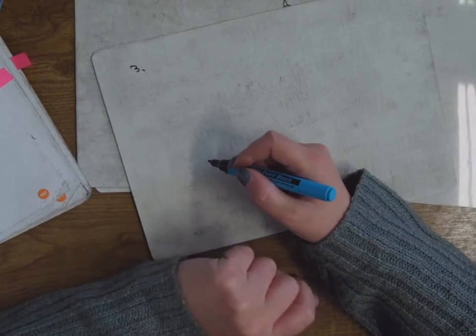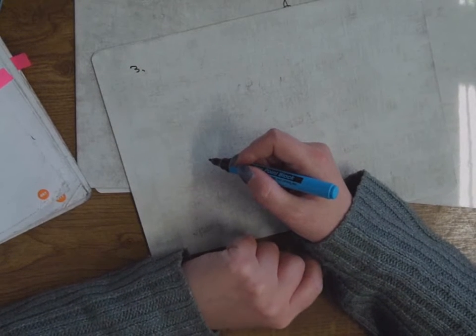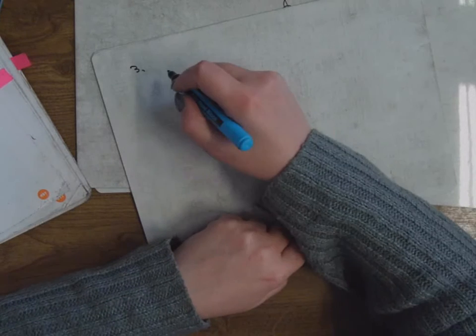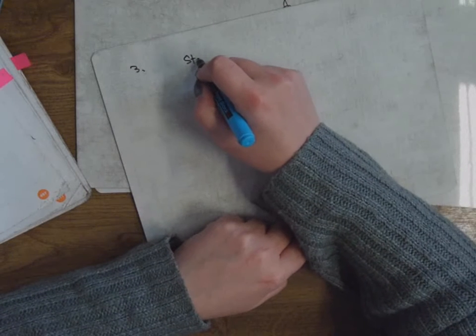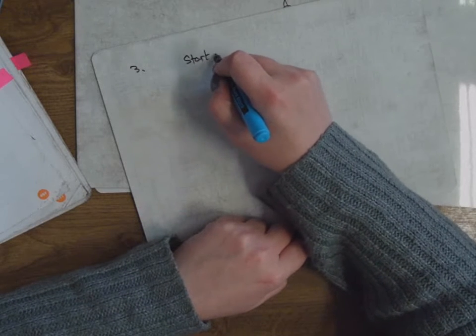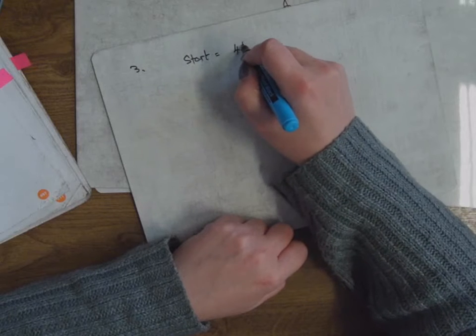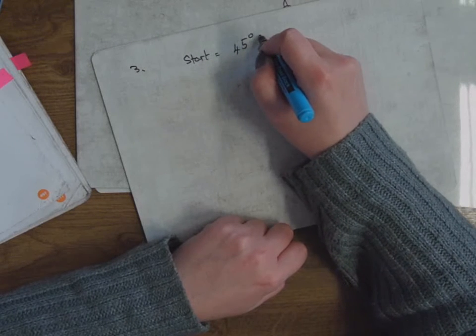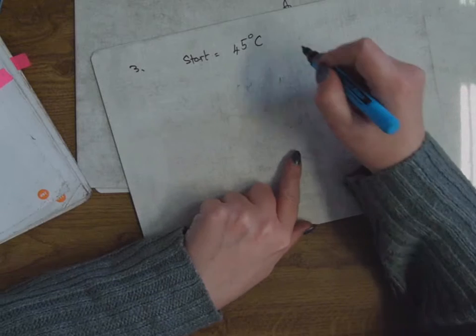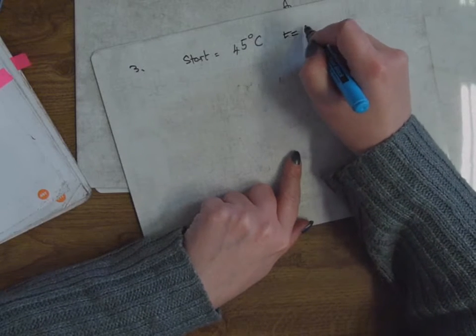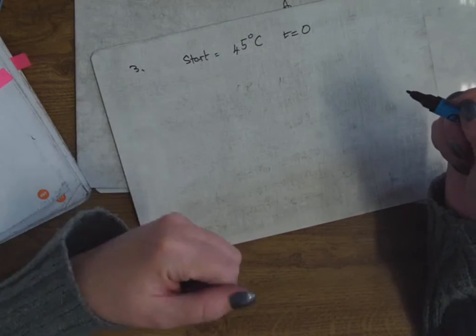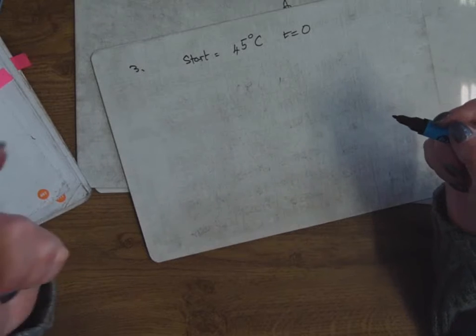Milk for a baby which was heated up to 45 degrees is left to cool. So at the start, it's 45 degrees. This one's slightly different, because normally at the start it's 0. But when t is 0, the temperature is 45 degrees. Agreed? Because they're heating it up and then they're starting the timer.